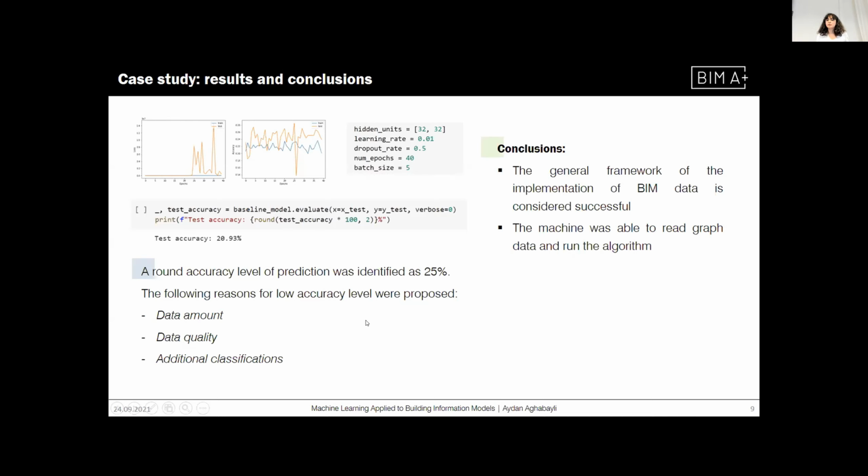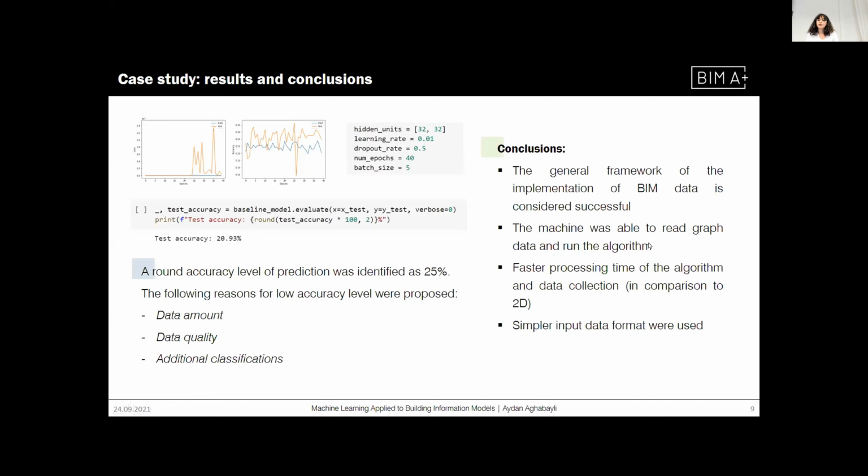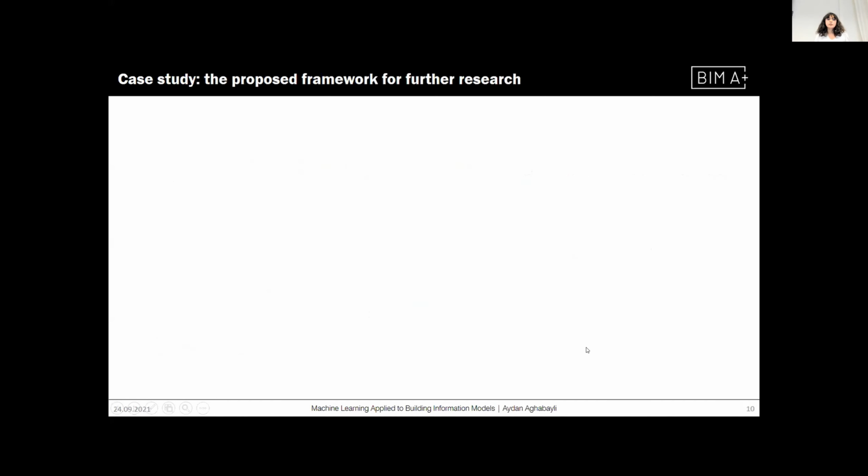The machine was able to read the graph data and run the algorithm. We achieved a faster processing time of the algorithm and data collection, as we don't use the Revit API, and the whole framework works on CSV files from simple schedules extracted from Revit.